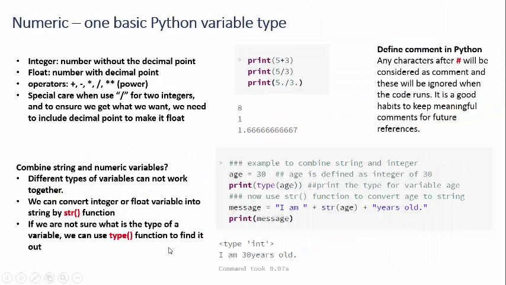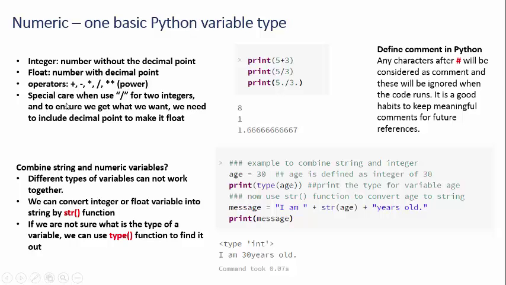So the next topic is another type of Python variable called numeric. There are a few different types within numeric variables. There are integers, that is basically a number without a decimal point. And we have floating numbers, that is a number with a decimal point. All different kinds of operators can be applied to numerical variables, like plus, minus, times and divided by, and two stars means the power.